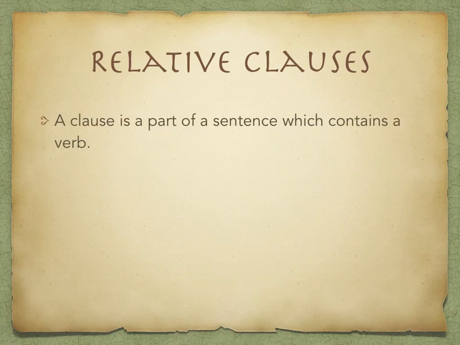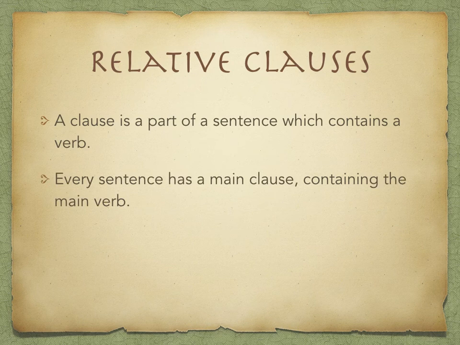A clause is the grammatical term for a part of a sentence containing a verb. And we should already know that every single sentence has to have a main clause which contains the main verb. And this is the bit of the sentence that makes sense on its own. Any additional bits you can add in are known as subordinate clauses. They depend on the main clause and don't make sense on their own.